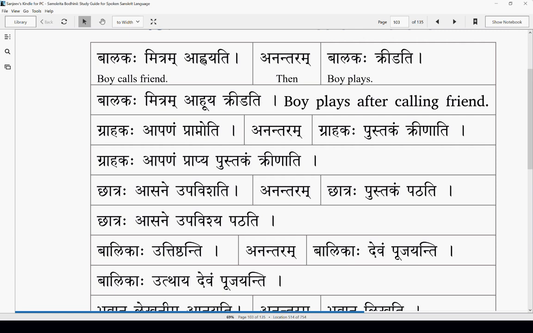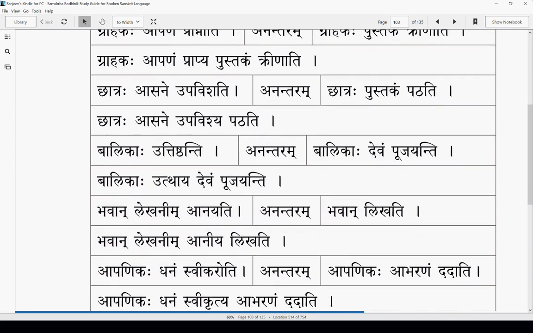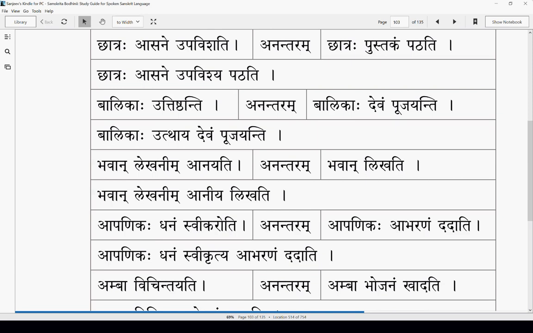Balaka uttishtanti, balikaha uttishtanti. Here also, if there is only tishtanti, then it would have become sthitva. But here we have uttishtanti. Ut is the upasarga here, so it becomes utthaya. Utthaya devam pujayanti. Similarly, nayati would have become nitva if it is only nayati. Now here we have a as upasarga, it becomes aniya. Bhavan lekhanim aniya likhati. First you bring it, then you write.